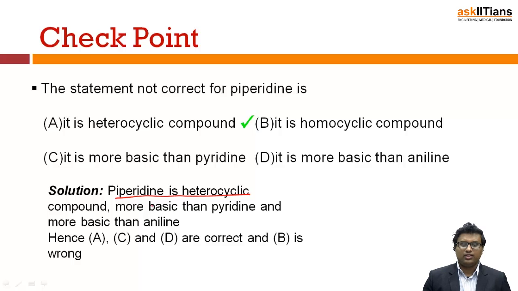So you can refer to the first or the second part related to this topic. So piperidine is actually a heterocyclic compound, and it is also more basic than pyridine, and it is also more basic than aniline. So hence here A, C, D are correct, B is wrong. So the statement not correct for piperidine is B.